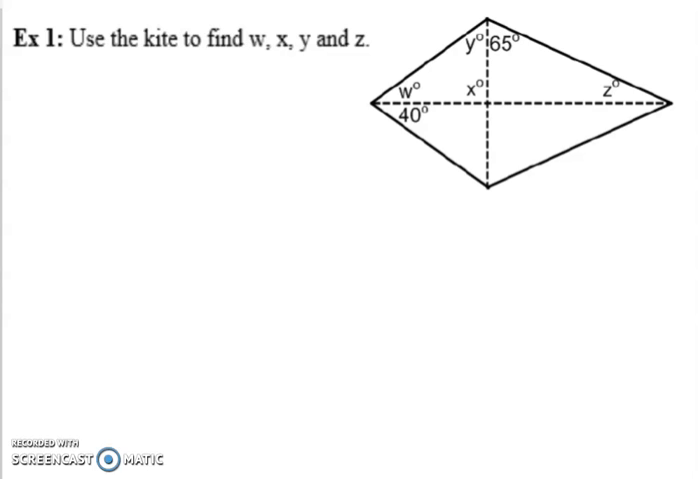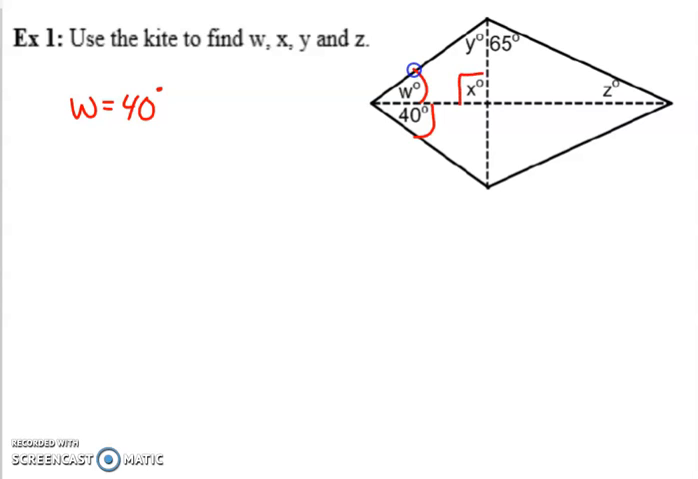Hopefully you gave finding the letters a shot on your own. I'm going to now go through finding W, X, Y, and Z. I'm going to go through in order just so it's easy to follow, but you can find the letters in different orders depending upon your thought process. First off, W is going to be congruent to the 40. That angle is being bisected, so W is simply 40 degrees.